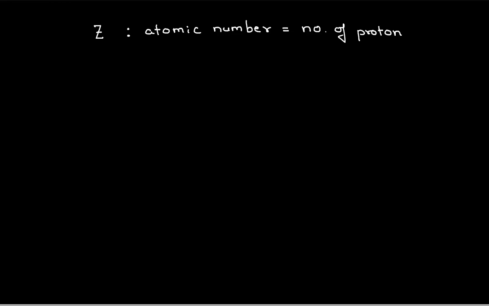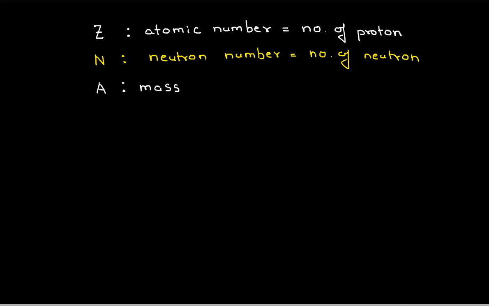Z is the atomic number, N is the neutron number, the number of neutrons, and A is the mass number. I think all of this you have studied in chemistry. You know better than me sometimes. Mass number is Z plus N. So mass number is basically a number. It is not mass. Are you getting it? Mass number has to be an integer. It is the sum of the neutrons and the protons.